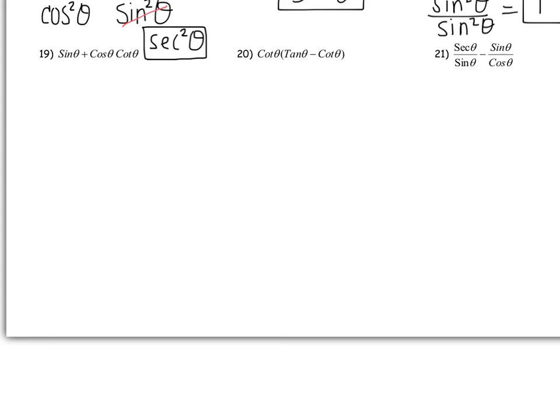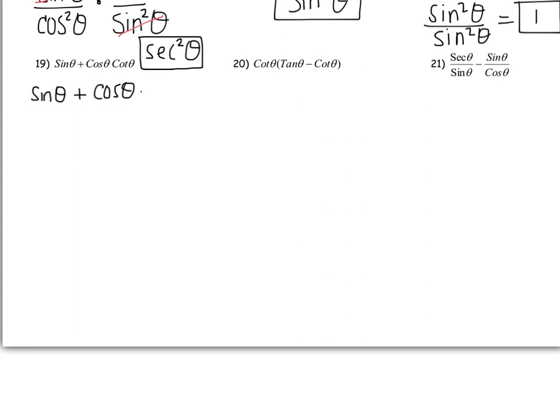Number 19. So sine of theta is just sine of theta. Cos of theta is just cos of theta. So we can go ahead and leave that. So sine of theta plus cos of theta times cotangent of theta, which is simply cosine theta over sine theta. So if I wanted to simplify this right side of the equation, technically cosine theta can be put over 1, and we're going to multiply the tops. So the tops would be cosine squared theta over sine of theta.